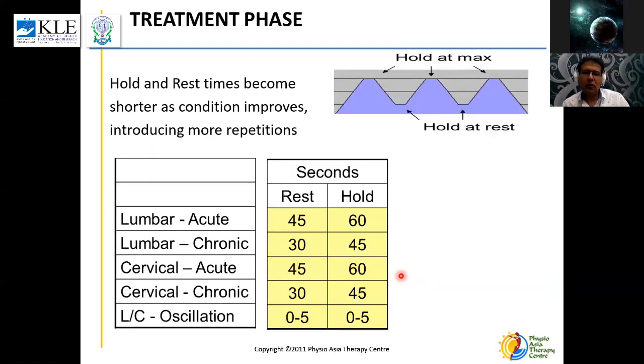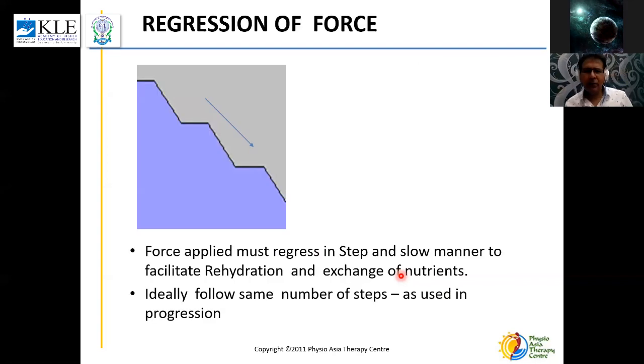So if we look at hold and rest time, we can actually determine hold and rest time. Classically, what is needed when you are in acute stage, right? You have to go slowly and you have to give longer hold time. When you're getting chronic, you can reduce the hold time, so you can increase the mobility more than anything else. Now, very important is regression. When the force is being released, we must release it in the same number of steps as we progress.